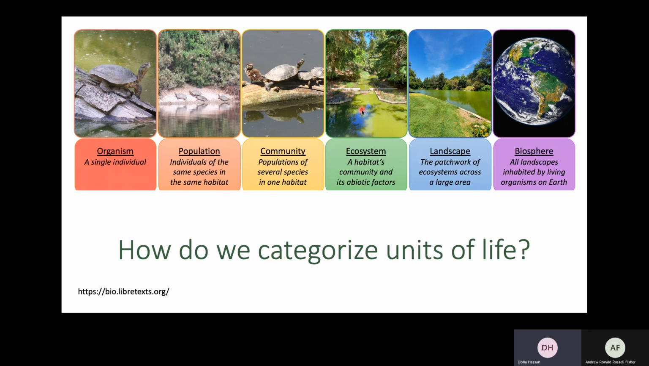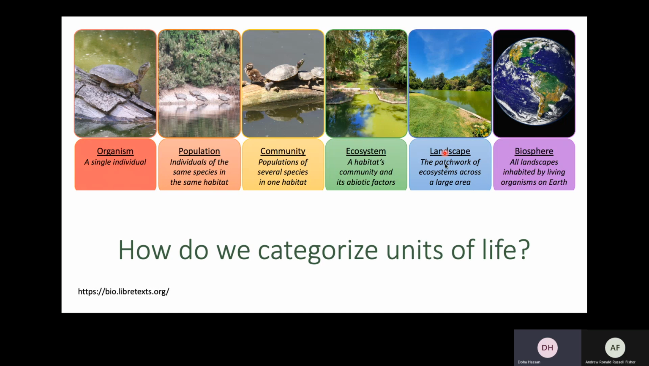And then the ecosystem would be a further zooming out, and that is the habitat's community and its abiotic factors. So now you're also including some of the non-living things that are there, like the wind and the trees and the water and things like that, all of those are abiotic or non-living factors. So in an ecosystem, you're also including those and how they work with the biotic factors in that ecosystem to keep it healthy.